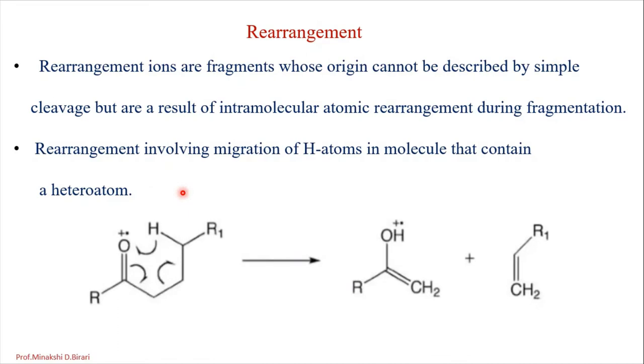So this is the general structure in which the McLafferty rearrangement can be represented. We can observe here the rearrangement involves the migration of hydrogen atoms in a molecule that contains a heteroatom. Here the oxygen is the heteroatom present and the migration of hydrogen occurs from this gamma position. So this will be the intramolecular atomic rearrangement which occurs, and there is a formation of a number of fragments.